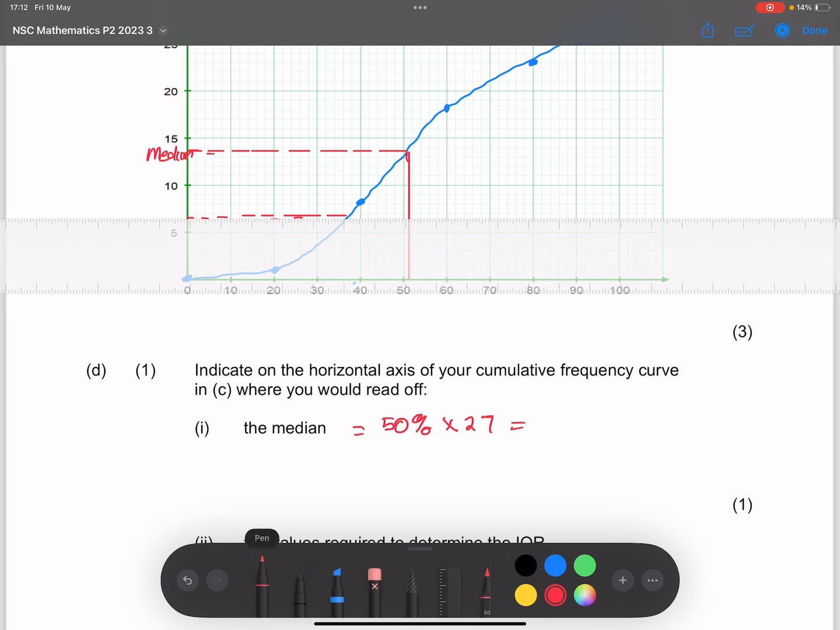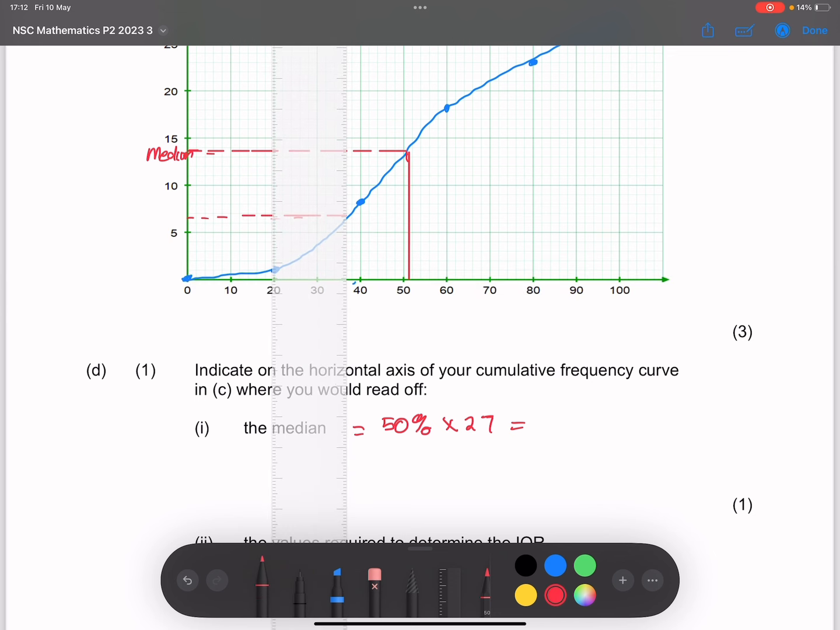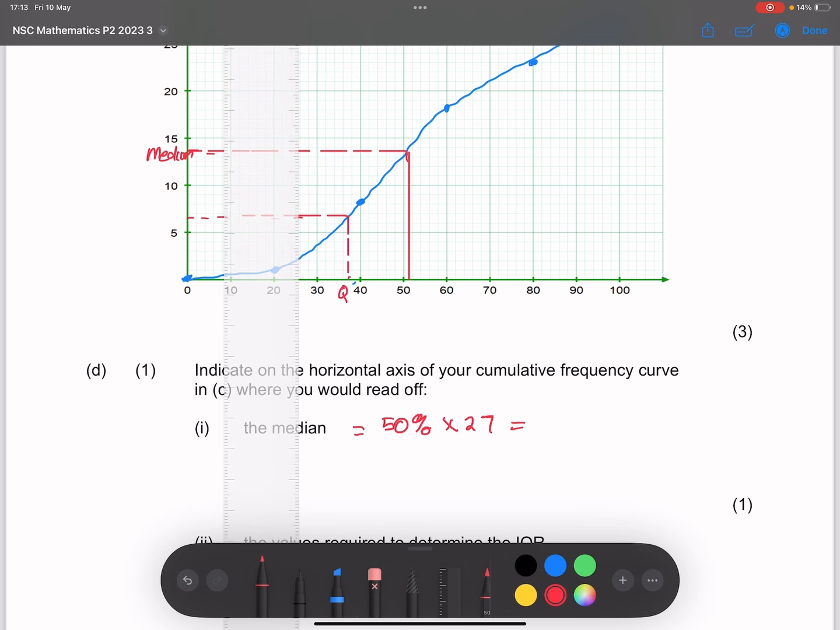So where is my 25th percentile? It would be this guy over here. So that would be my Q1 value. Oh, and by the way, this is Q2, this is the median. And now let's find Q3, ladies and gents. That's the 75th percentile. So in this case, that's 75%.